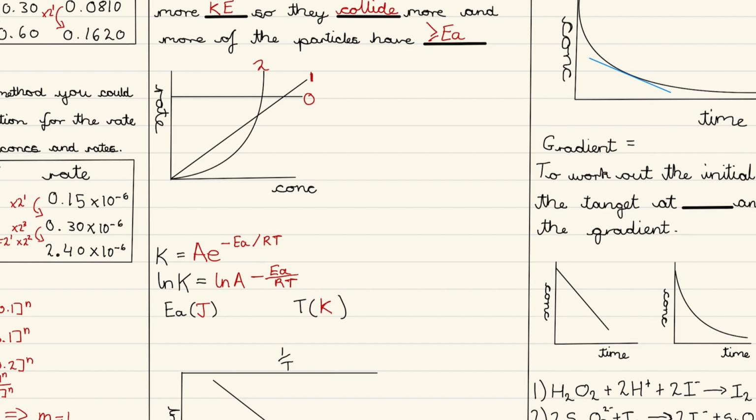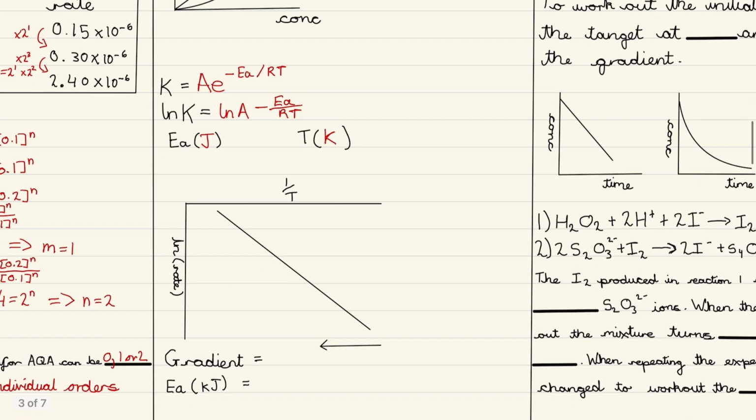So if we plot a graph for this equation here, we would get something looking like this, and the gradient for this graph is minus the activation energy over R, and the units for activation energy is joules. And to work out the activation energy, we do the negative of the gradient times R divided by 1000 to get into kilojoules.